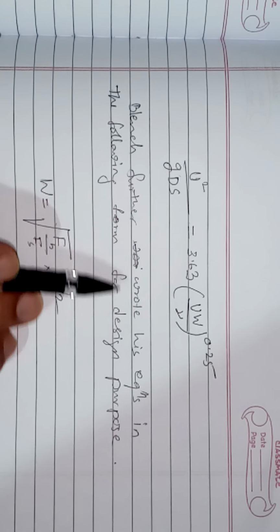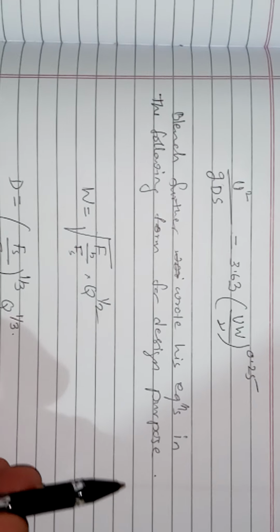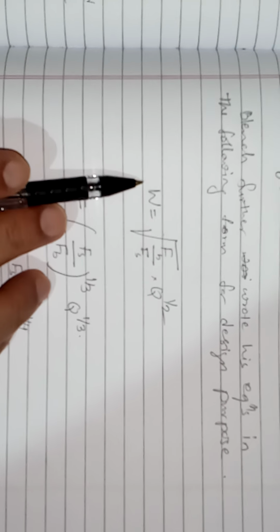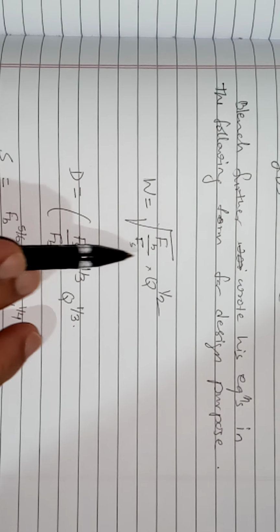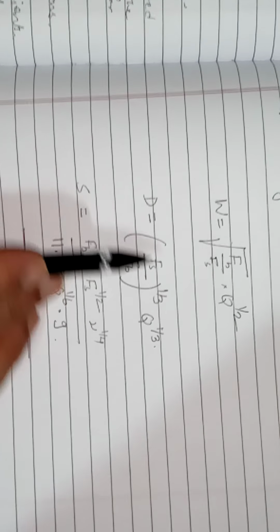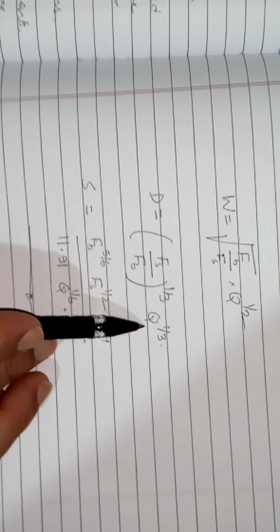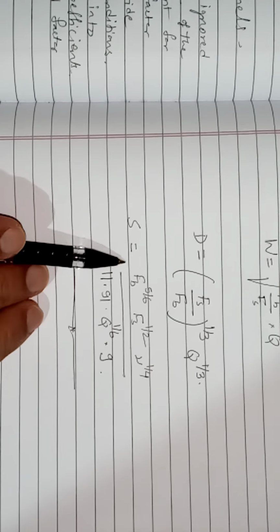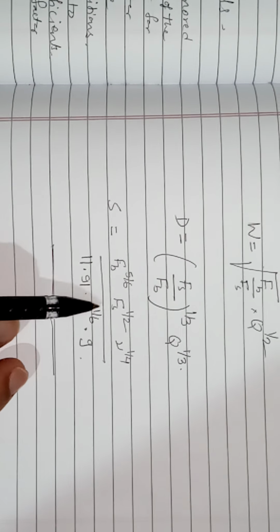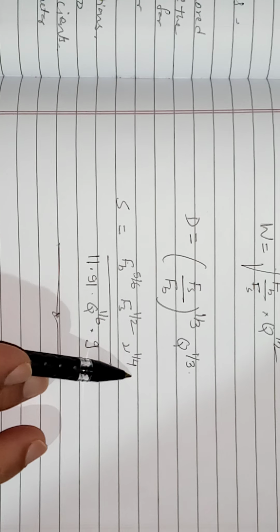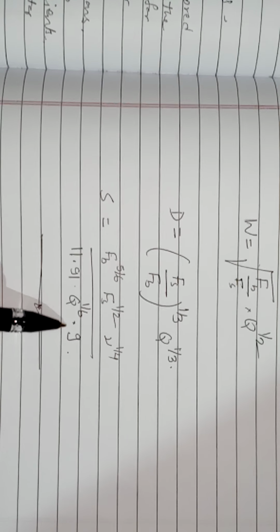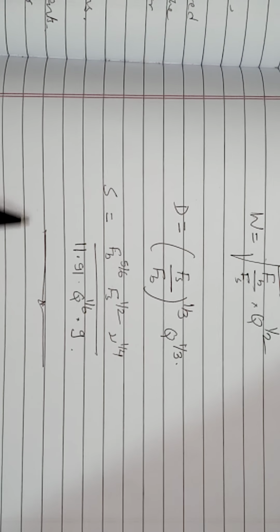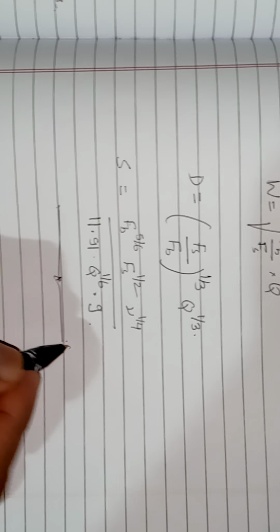Further, Blench wrote his equations in the following form for the design purpose. Thus, we have W, the mean width, given as W = sqrt(Fb / Fs) Q^(1/2). The depth D of flow will be equal to (Fs / Fb)^(1/3) Q^(1/3), and slope S = Fb^(5/6) Fs^(1/2) nu^(1/4) / (11.91 G Q^(1/6)). So this is the Blench method of design of stable channels. Thank you.